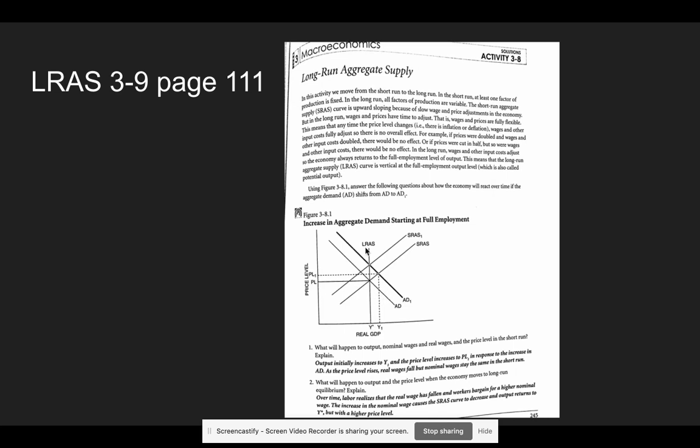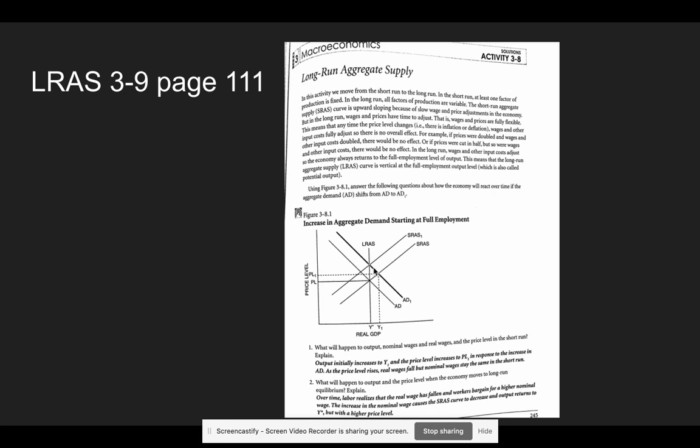So right now we're looking at an increase in aggregate demand. So output is going to increase. You can see a shift from Y to Y1. That shows an increase in aggregate demand. The price level went from here to here, so you can see that that increased as well, and that happened in response to the increase in aggregate demand.